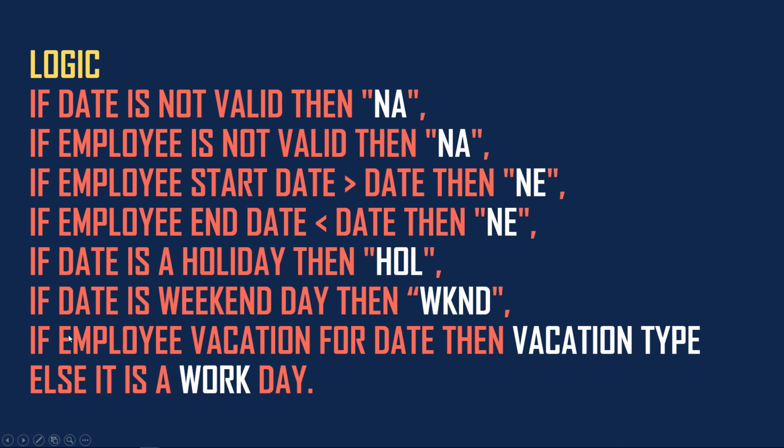The last part here is that if the employee had a vacation for that specific date that we are looking at, then we want to show the vacation type. And in this case, the employee should not have multiple vacation types for the same date. It should not happen. And then else, if none of this is true, then we will call it a work day. The employee worked. So this is what we need to implement, and let's go ahead and implement that in Excel.